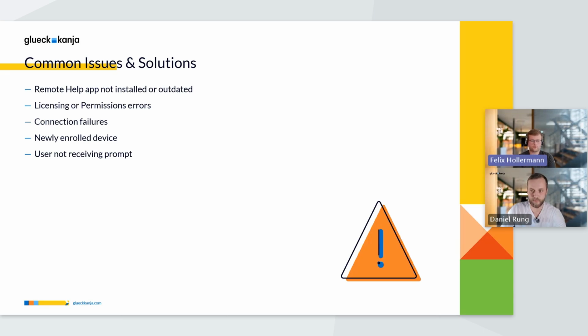And when the user is not receiving a connection prompt, instruct the user to open the remote help app and confirm that they are signed in. And if they have unenrolled devices, ensure that your tenant setting is allowing it, so that the user will not get the "not allowed" message.